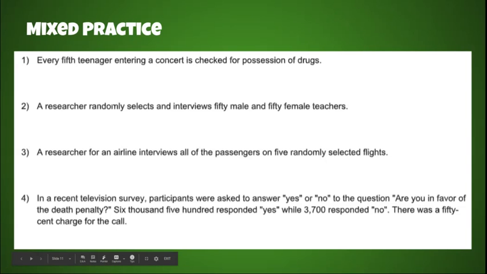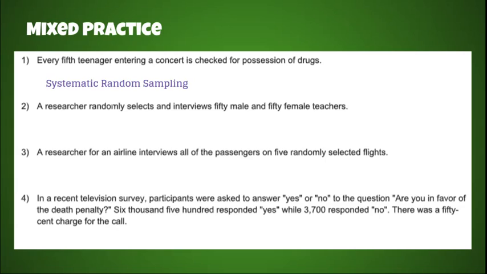These are 9 examples to practice the types of sampling techniques that we are working on in Unit 4. Number 1, every 5th teenager entering a concert is checked for possession of drugs. As long as the first teenager is randomly selected, then every 5th teenager as a rule is selected after that. That would be systematic random sampling. Always look for the rule for that one.